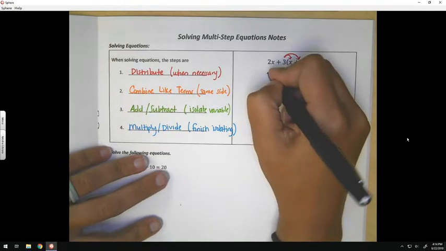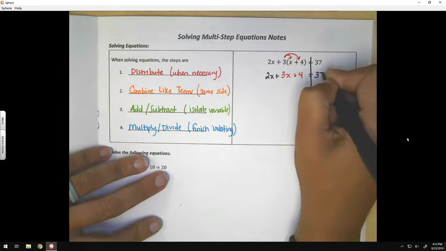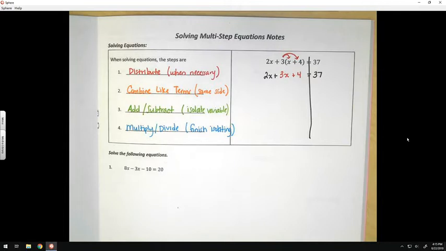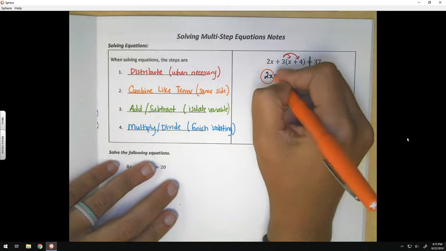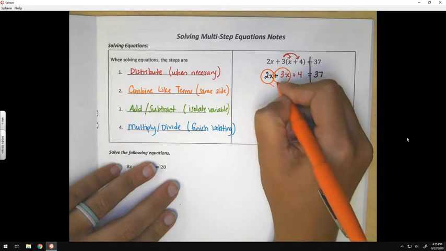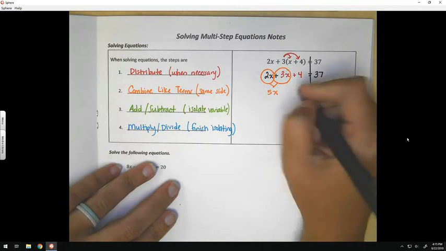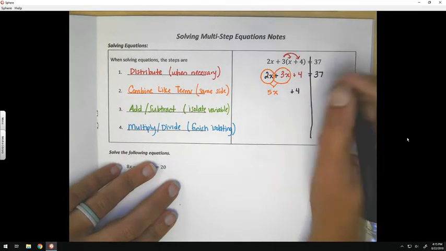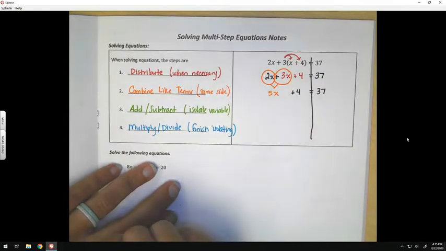So I would have 2x, which I'm just dropping down, and 37, which again I'm just dropping down without changing anything. Now I'm going to look at what I have left. Based on what I have left, I'm seeing that on the left side of this equation, there are some like terms that I could combine. When I combine those like terms, I get 5x. Once again, I'm just going to drop down the rest of this equation, so the plus 4 and the 37.